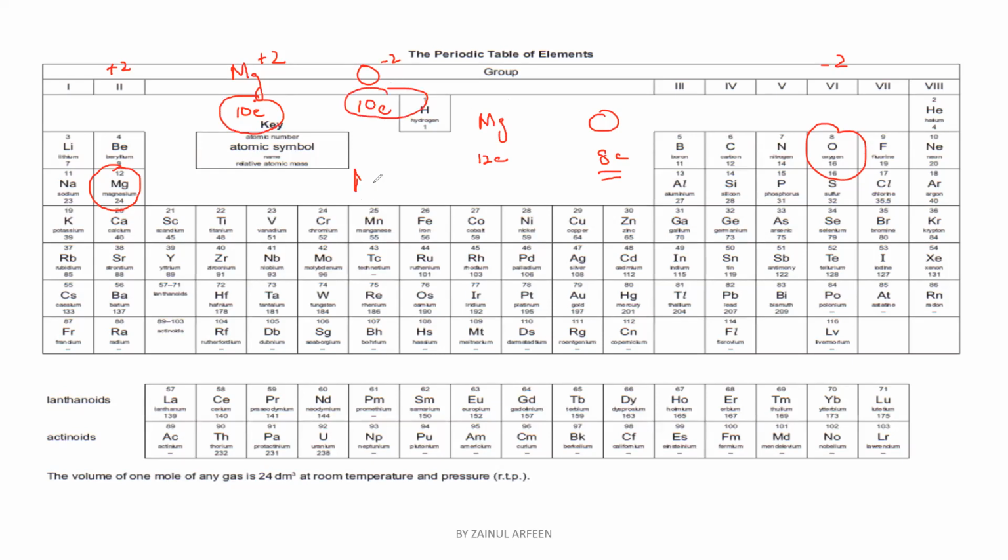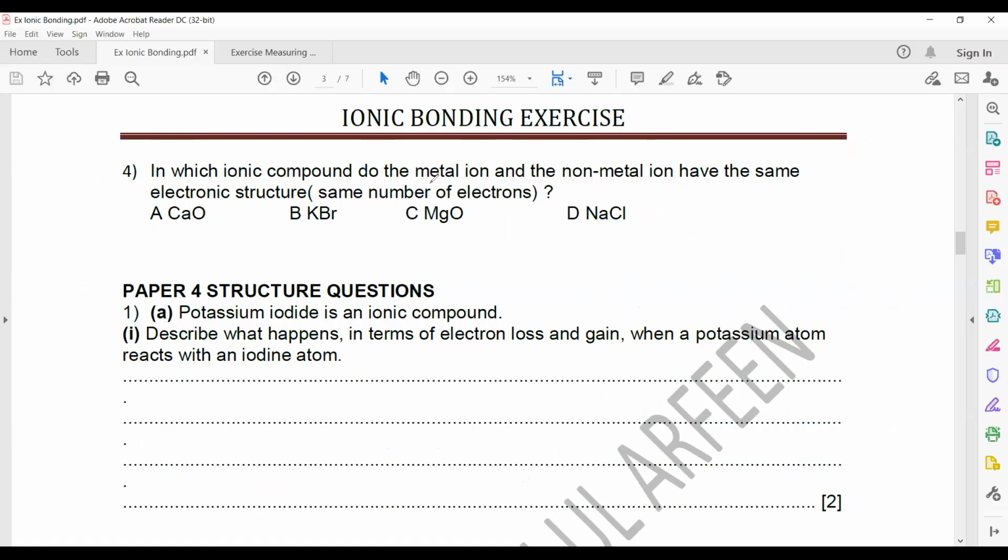So that's why the option is magnesium oxide. As the question was, in which ionic compound do the metal ion and the non-metal ion have the same electronic structure, or the same number of electrons? That's why C is the right answer.